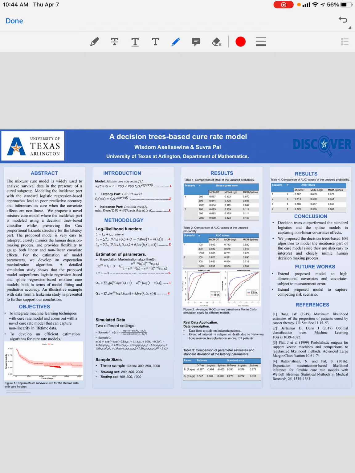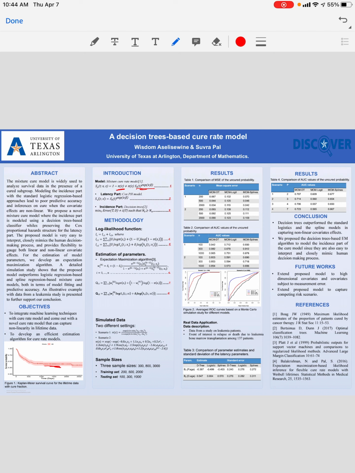The model is defined in equation 1, and it consists of two parts: the latency part, which models the survival probabilities of the uncured, and then the incidence part, which models the probability of an observation being cured or uncured.